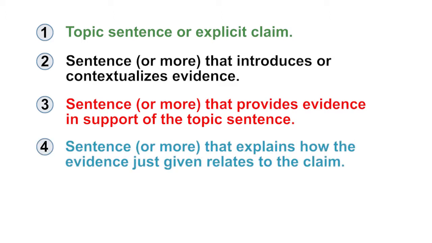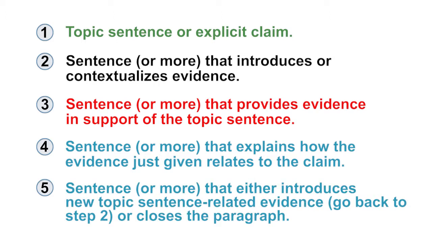Sentence 4 in blue explains the significance of the evidence in proving the claim. This is particularly important for you to do with direct quotes because their significance is not always obvious to the reader. Sentence 5, which may be one or two sentences, either sets up the next sentence of evidence or closes the paragraph. Now let's walk through a complete example paragraph.